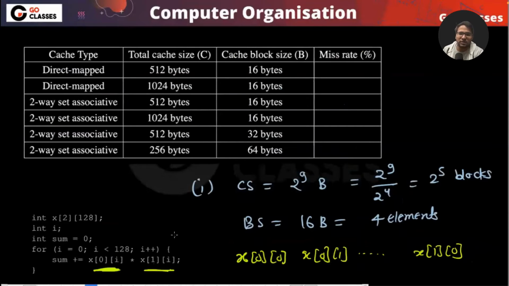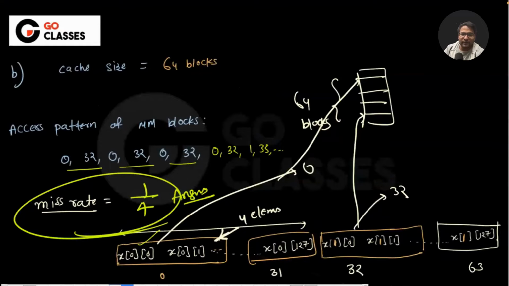Let's just see the part C. Now they're saying it is two-way set associative. 512 bytes is the cache size, and 16 bytes is your cache block. Okay. So I think this particular thing and this particular thing is the same. The only difference is that it is now two-way set associative. So instead of direct map, if the cache size and everything is the same, they are saying now it is two-way, which means again one block is containing 4 elements.